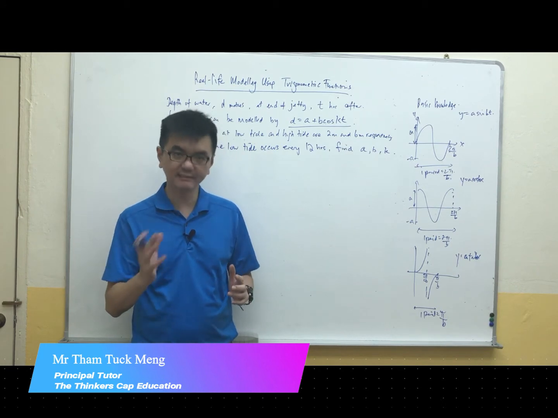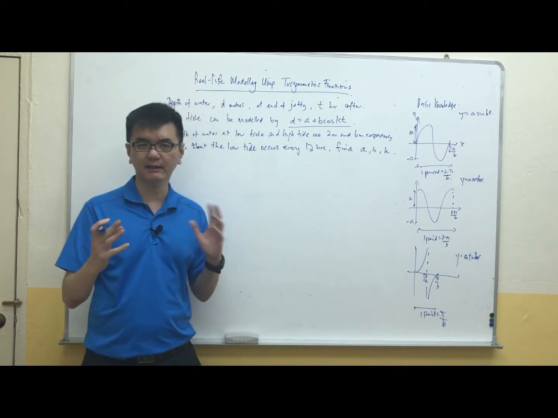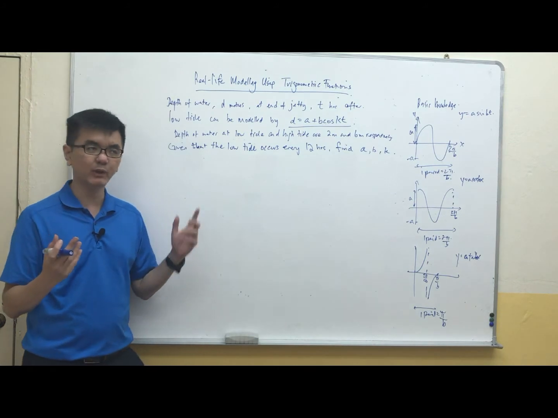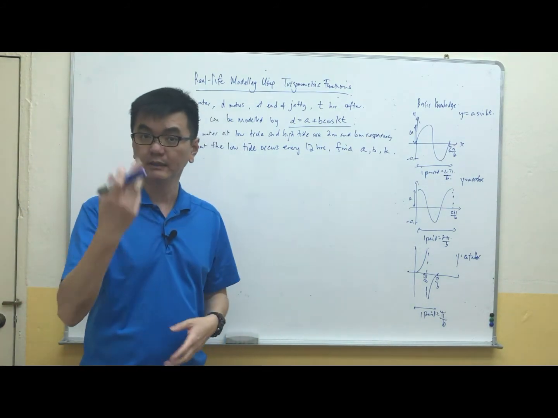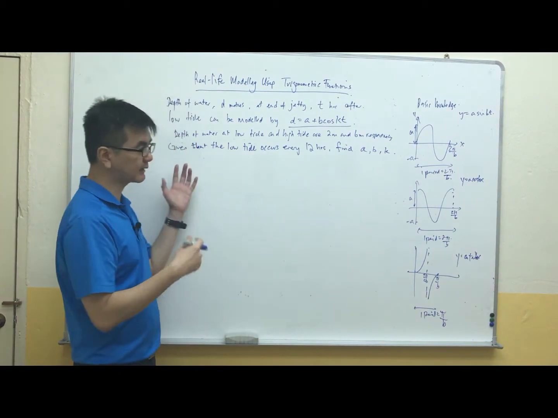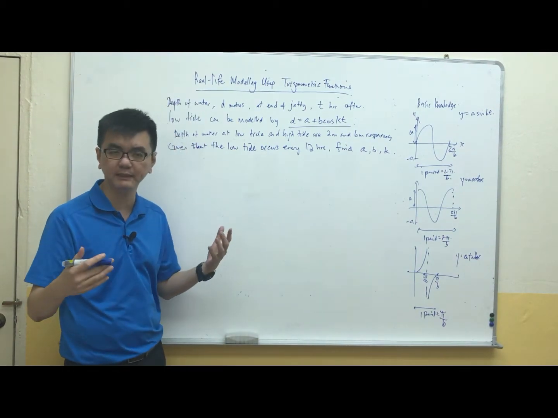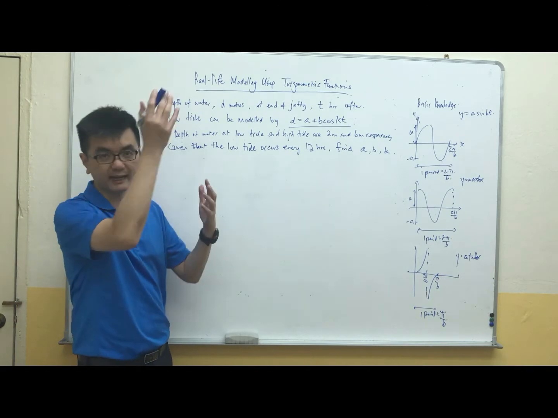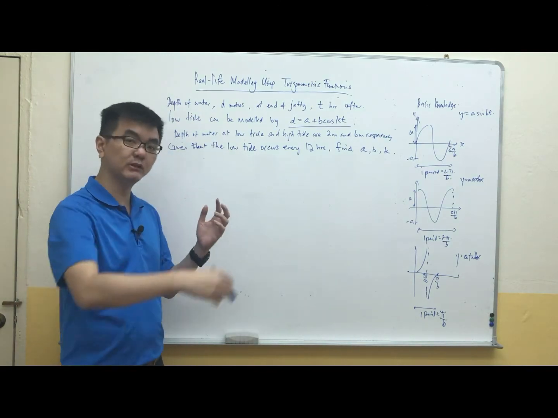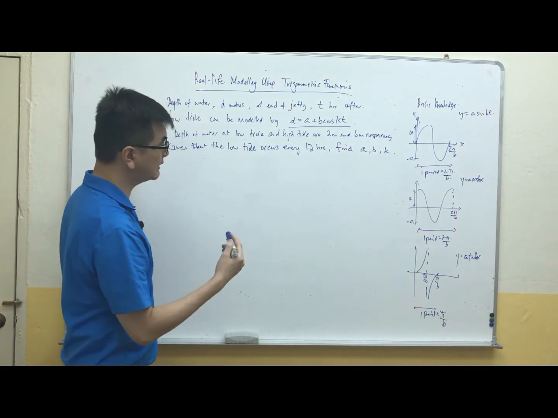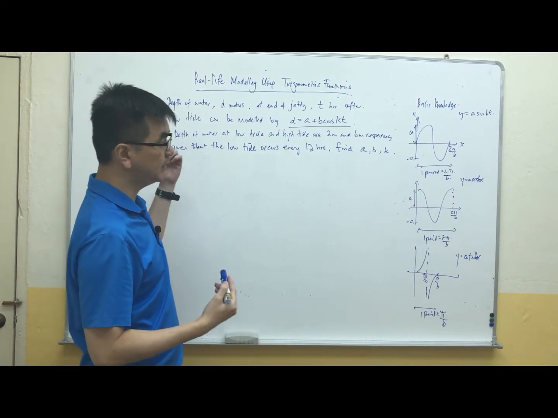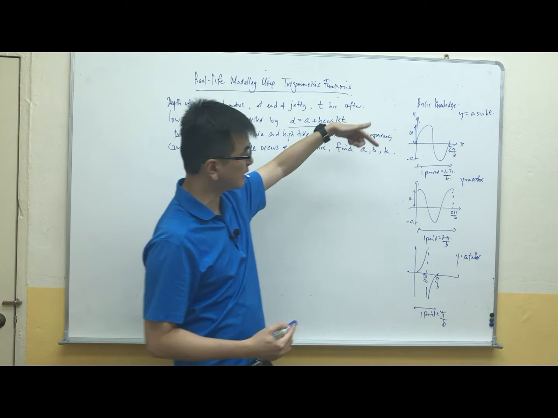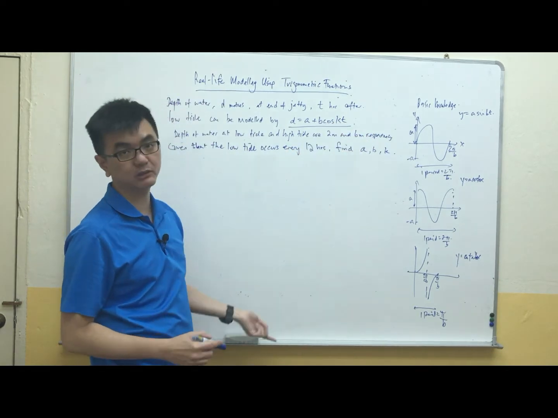In today's lesson, we're going to explore real life situations where we can use trigonometric functions to model those situations. Examples of such situations could be low tide and high tide, or the Ferris wheel movement, where the movement of the tides or the movement of the Ferris wheel can be modeled using the sine curve, cosine curve, or tangent curve.